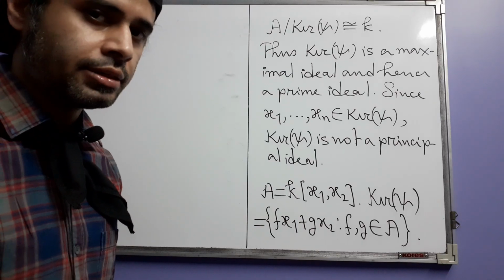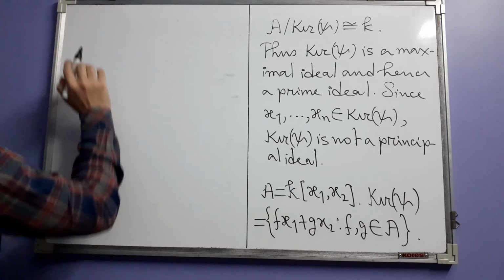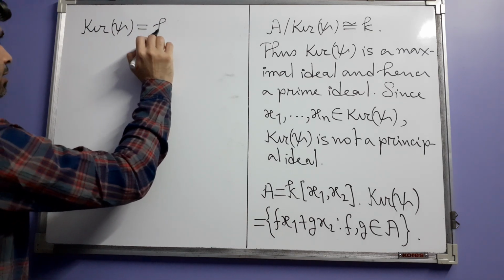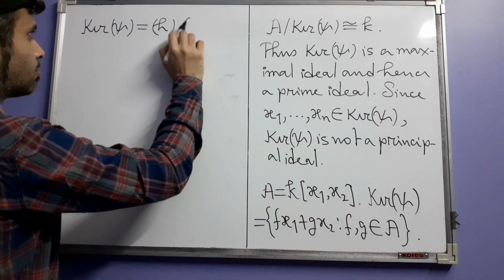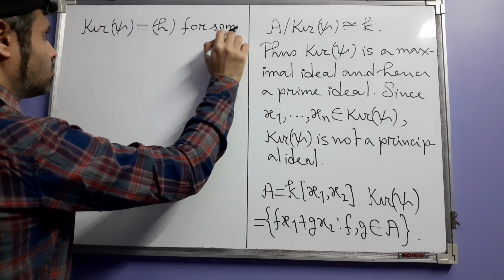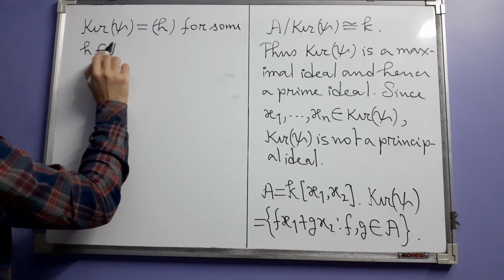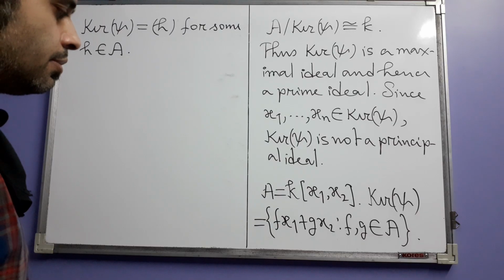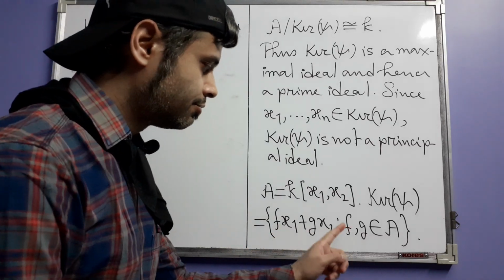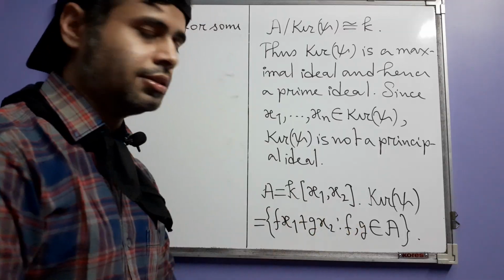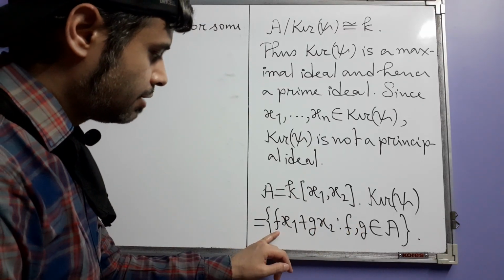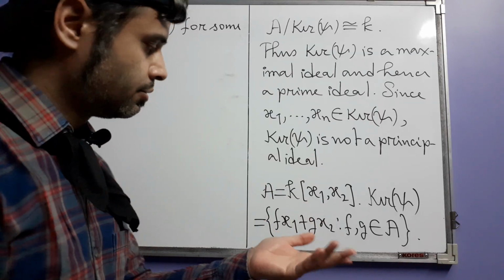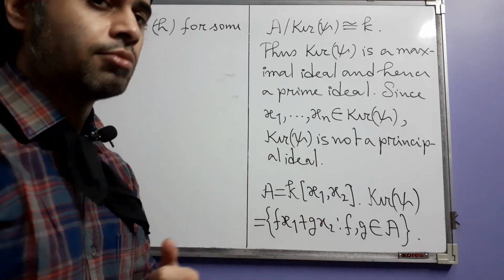Suppose forcefully that it is a principal ideal, then the kernel of psi is generated by some one polynomial h for some h in A. Alright. Now note that we are free to choose these polynomials f and g from A. So I can choose f equal to the constant polynomial 1 and g the constant polynomial 0. That way I get x1.